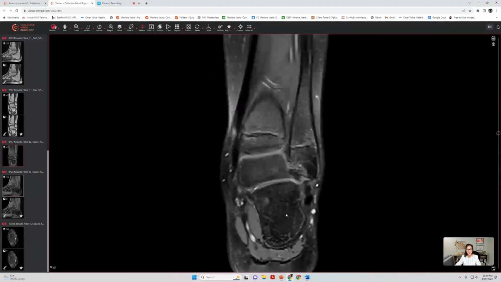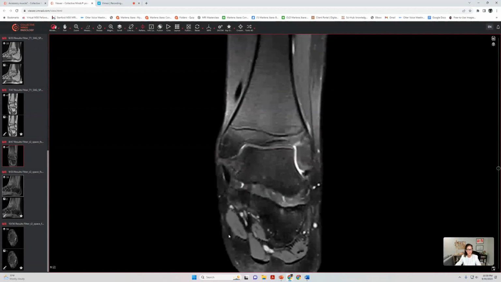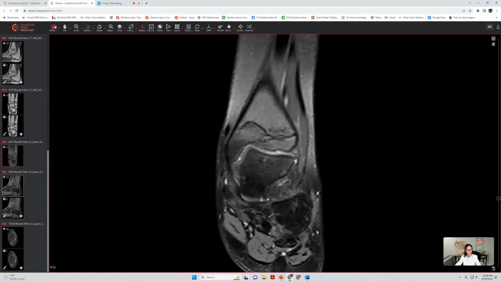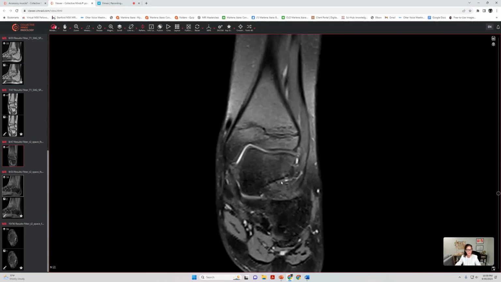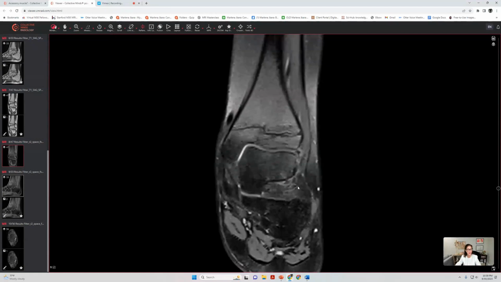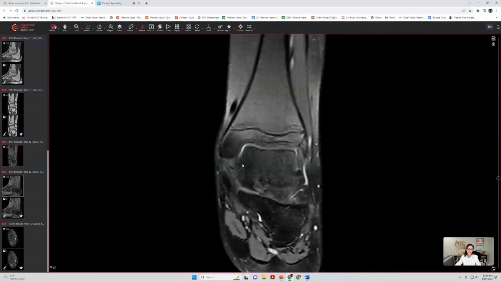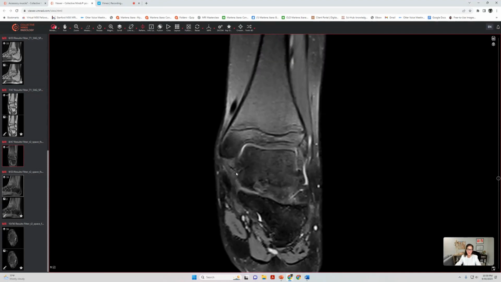So moving back to our coronal imaging, what we can see best are the plantar fascial muscles, the central cord of the plantar fascia. We can appreciate the region of the sinus tarsi and how it is pyramid shaped and exits laterally to a wider window than medially. Coronally, we can truly appreciate best these deep deltoid ligaments. So you can see the deep deltoid here.